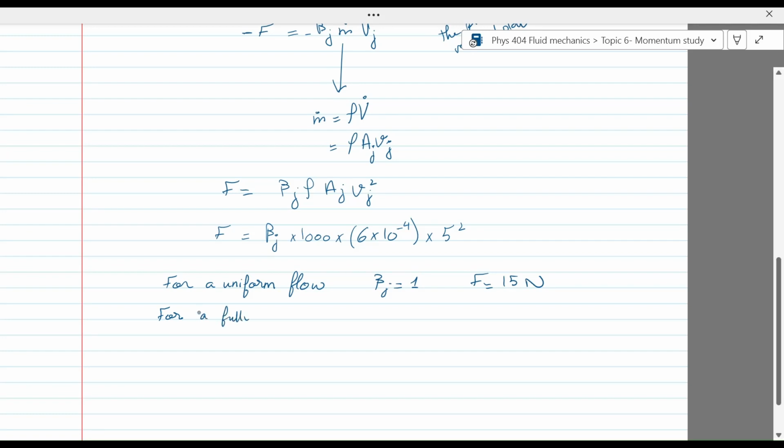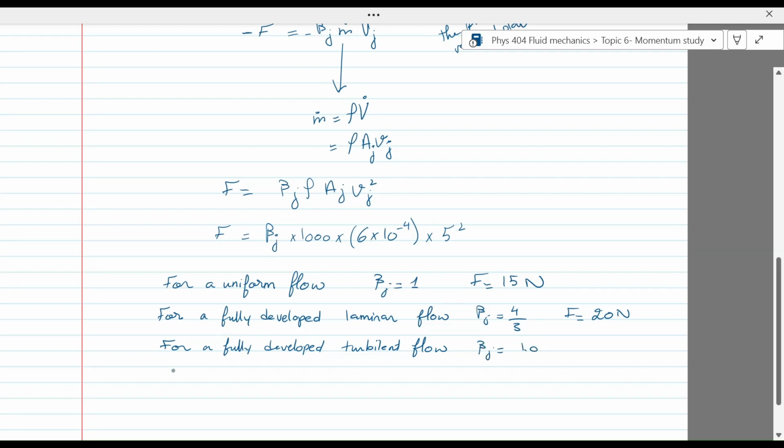However, if I have a non-uniform flow, I have two special cases that I can address. I have the fully developed laminar flow. In that situation, beta j is just equal to 4/3, as we have verified in another video. And if you plug this value of beta j, you're going to obtain a force that is equal to 20 newtons. And my final special case is the fully developed turbulent flow. In that situation, beta j, we said it ranges between 1.01 to 1.03 according to the Reynolds number that we have, which determines how much turbulence we have in our flow. I'm just going to take the average value, which was 1.02, and plug it in my force, and I will obtain 15.3 newtons for this situation.